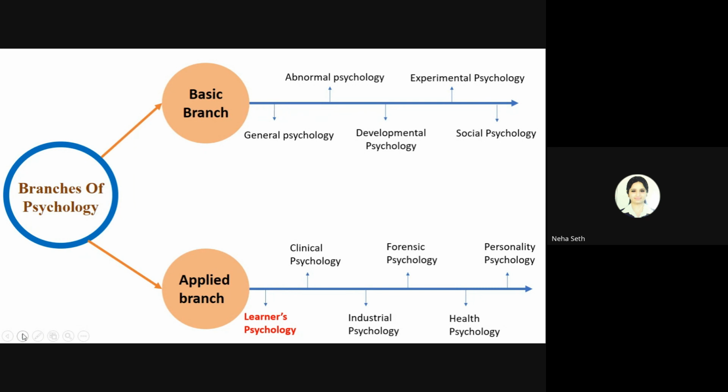If we were to discuss all these things, in this 1 hour session we would not be able to cover so many things. But there is another branch of psychology which includes personality psychology, health psychology, forensic psychology, industrial psychology, clinical psychology, and learner psychology. Our focus will be here today. We also call it classroom psychology or education psychology or learner psychology. This is our focus. We'll be discussing an applied branch of psychology, and we are going to talk more about learner psychology today. Please come to the next slide.